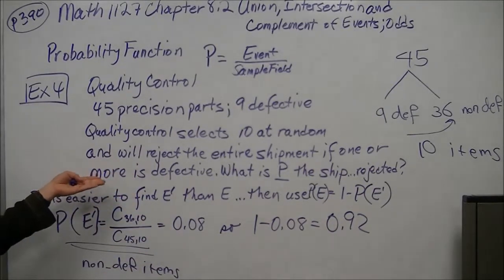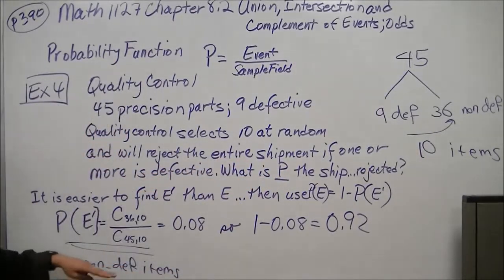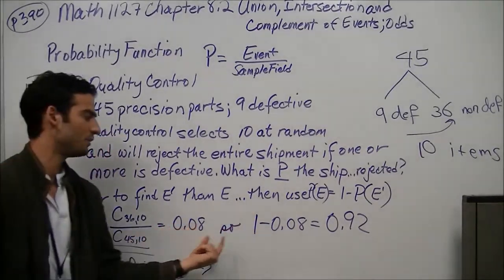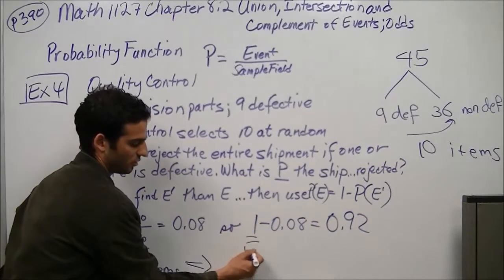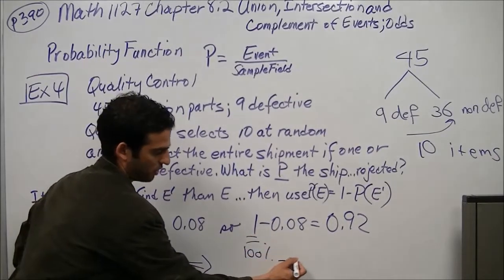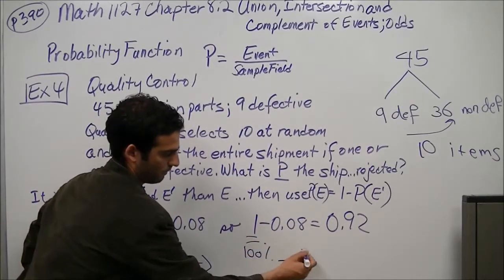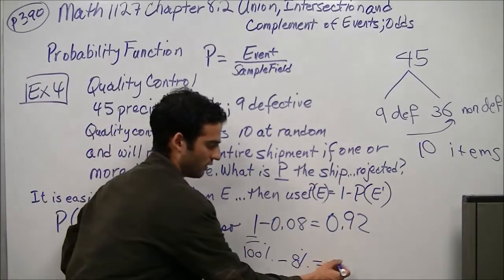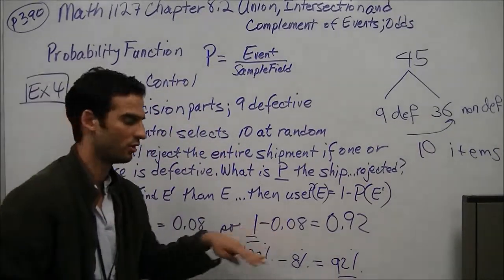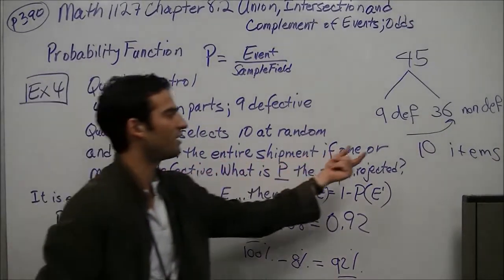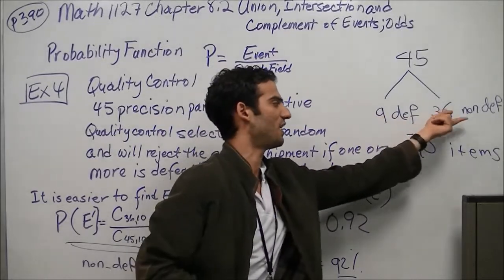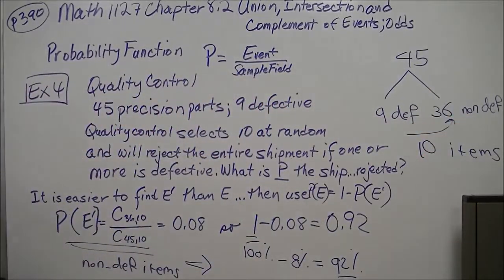But the question is asking us to find the defective items. So to find the defective items, we have to subtract 8% from 1, which is the 100%. So 100% minus 8%, we will be ended with 92%. So by using the complement, or P(E) complement, we can find the probability of getting defective items using non-defective items. Thank you.